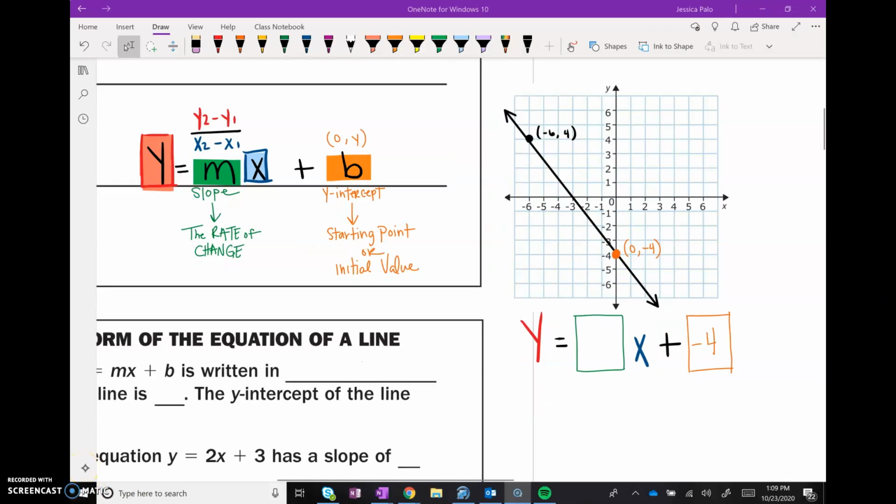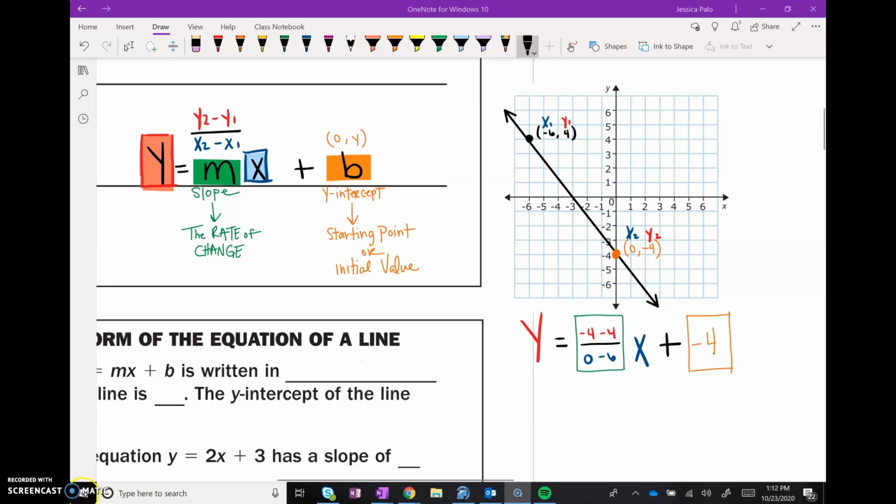If you don't want to use the graph to calculate the slope of this line, you can also use the slope formula and calculate the slope from 2 points on this line. First, label your coordinates x1, y1, and x2, y2. Then, plug the values into the slope formula. Then you can calculate your slope.